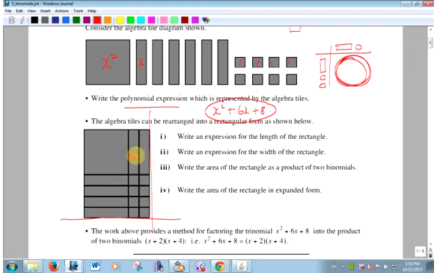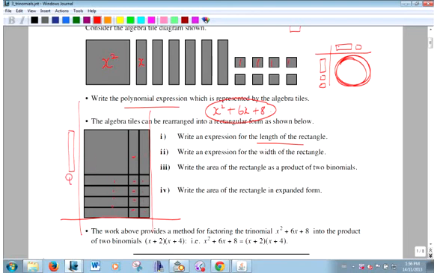There's my x squared. I got 1, 2, 3, 4, 5, 6 x's, and 1, 2, 3, 4, 5, 6, 7, 8 ones, 8 singles. Okay? What's the length? And it doesn't matter which dimension we're talking about. Usually the longer one's the length. Okay? What looks like it fits here?